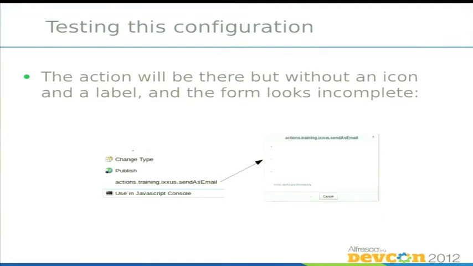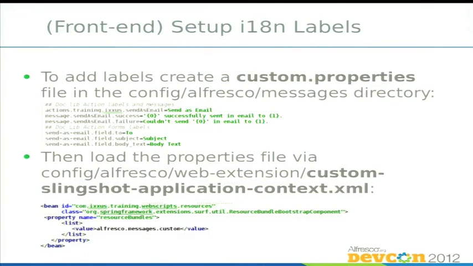We actually haven't defined the form configuration yet. You see the stars there for mandatory. It picks that up from the parameter configuration. Right, so if we add some properties files and add labels and things, and at the same time add form field labels also, we can get things going. If we add these custom properties to the Slingshot application context, Slingshot is just the old name for Share, if you didn't know.